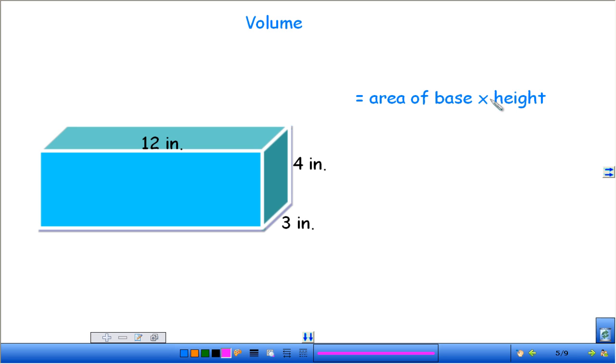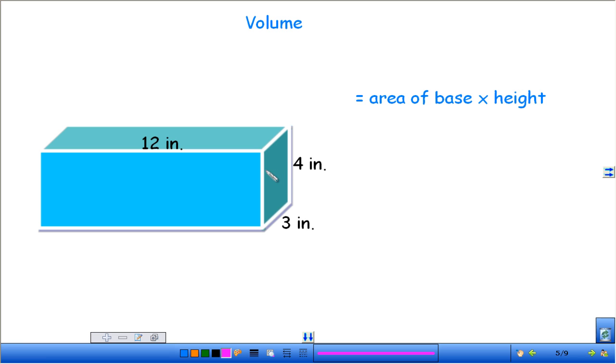Okay, the reason I'm not giving you, what do you guys use in science? Base times width times height? Is that what you do? Okay, that works for rectangular prisms and the square prisms. But when we get into the circular prisms, which we call cylinders, you need to follow this formula. Area of the base times the height. Okay, even with our triangular prisms, which we'll do next, we need to do area of the base times the height.